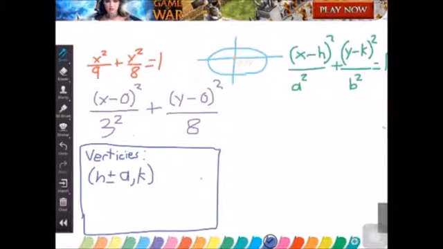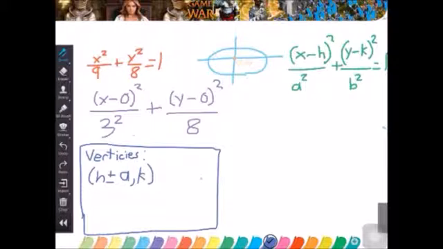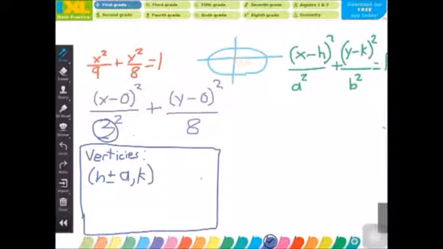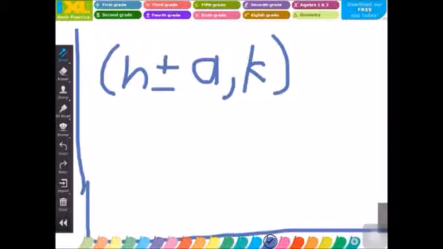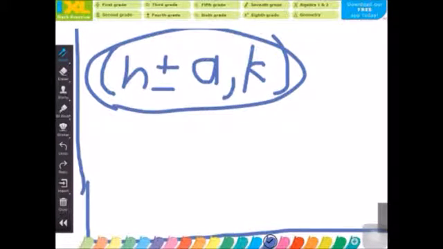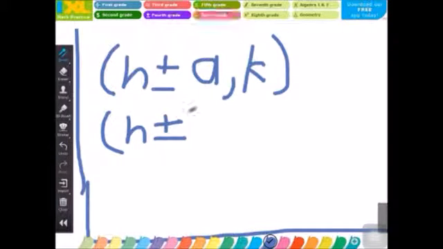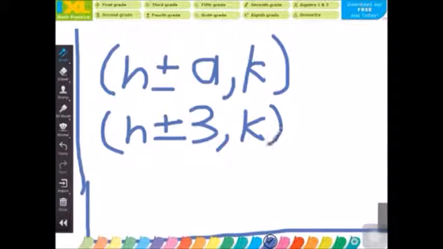So looking back, we can see that a squared equals the denominator of the x value. And so as you can see, I changed that to 3 squared so that we can figure out what a is without having to work it out later. So now we know that a equals simply 3. So all we have to do for the vertices is plug it into this little vertices equation right here. So we get h plus or minus 3 for the x value and k for the y value.